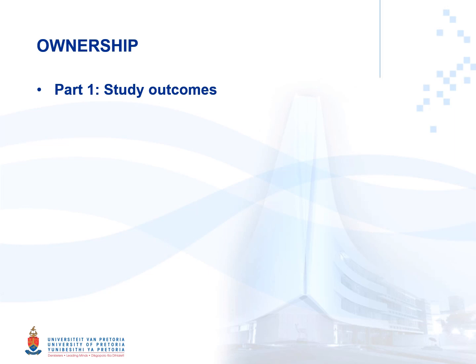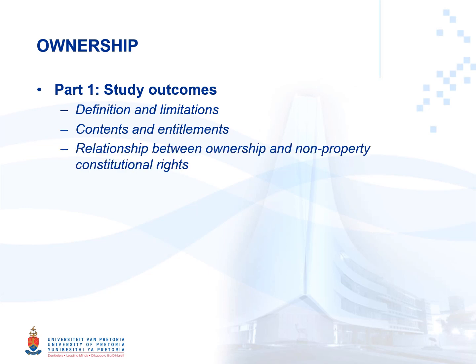In this regard, the aim is to address the following study outcomes: to define ownership and explain the significance of it being a right that operates within the limits of the law, to define the contents of ownership and identify the standard ownership entitlements, and to explain and critically engage with the relationship between ownership and non-property constitutional rights.